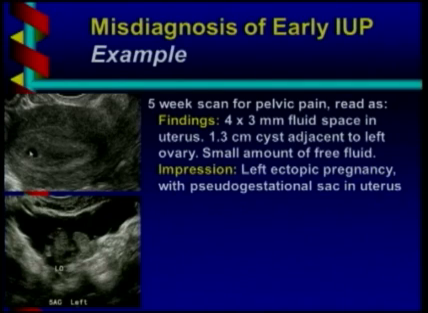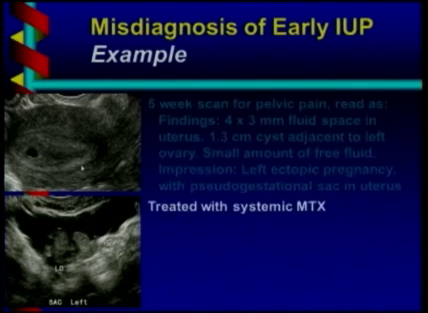That's this one. A small amount of free fluid. That's here. And a 1.3 centimeter cyst adjacent to the left ovary. And the impression was left ectopic pregnancy with a pseudogestational sac in the uterus. So they considered this little intrauterine fluid collection to be a pseudogestational sac. The patient was treated with systemic methotrexate for the presumed ectopic pregnancy.